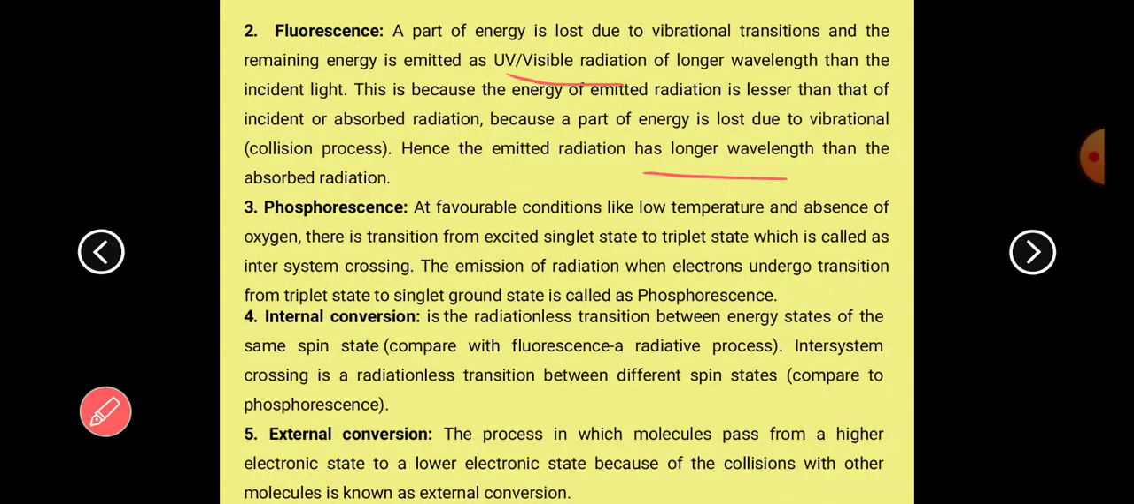Phosphorescence. At favorable conditions, at low temperature and absence of oxygen, there is a transition from excited singlet state to triplet state, which is called the intersystem crossing. The emission of radiation when electrons undergo transition from triplet state to singlet ground state is called phosphorescence.